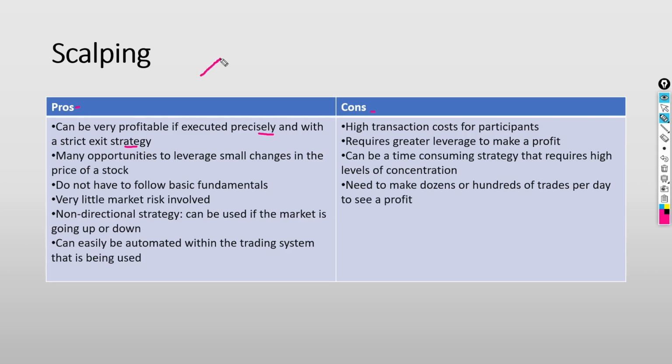The pros: scalping can be very profitable if executed wisely with a strict exit strategy. So we are saying that as a scalper, you have to be alert. Okay. So if you enter a trade, okay, this is our chart, for example. You've made a buy order right here. As a scalper, you don't wait for this retracement.